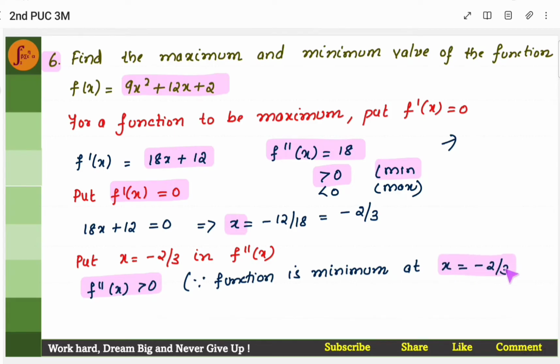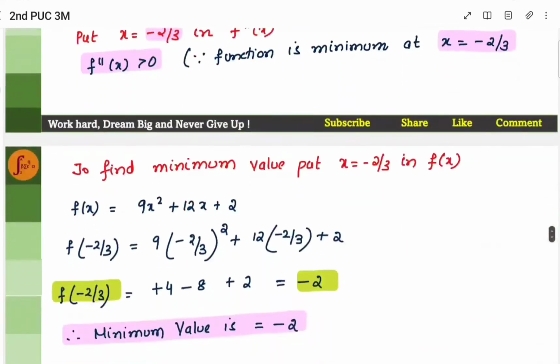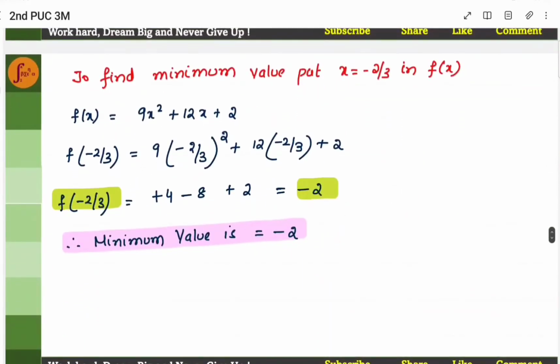At what point? When x is equal to minus 2 by 3. That's what we found out, right? The x value we found, minus 2 by 3. Now to find the exact value, you'll have to take this x value and put it in the function. So now you'll get the exact value. So the minimum value is minus 2.